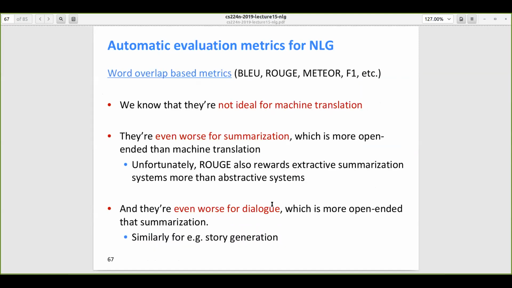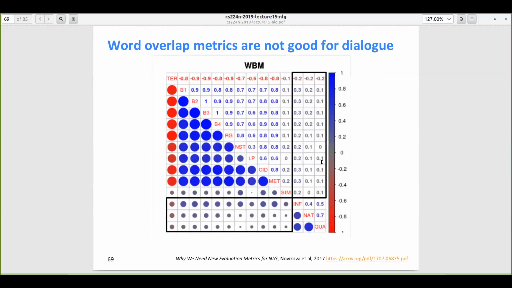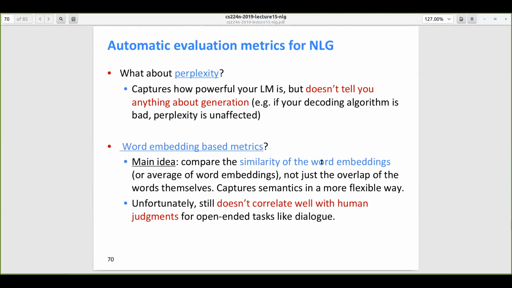Evaluation. There are some problems with word overlap. They don't give the best results when it comes to evaluation. And another problem with Rouge is that we have extractive summarization and we have abstractive summarization. Somehow Rouge rewards the extractive summarization more than the abstractive systems. Perplexity is another metric.